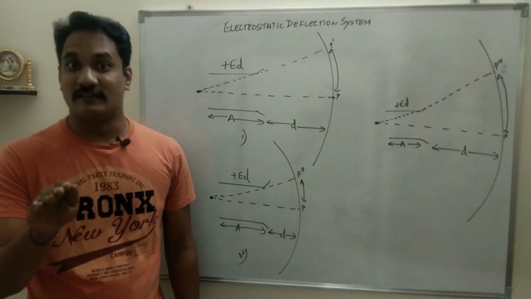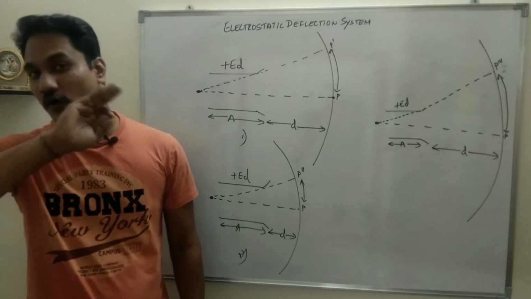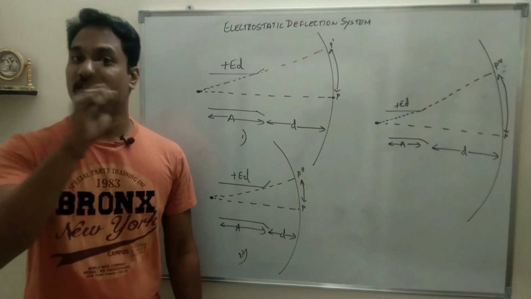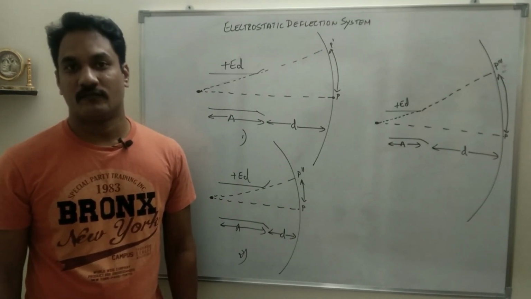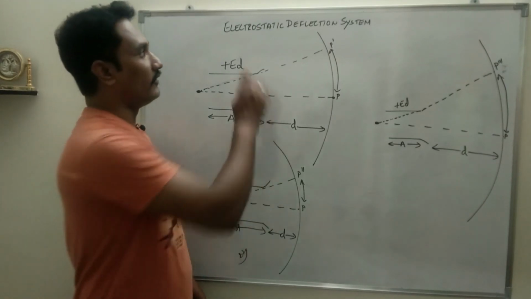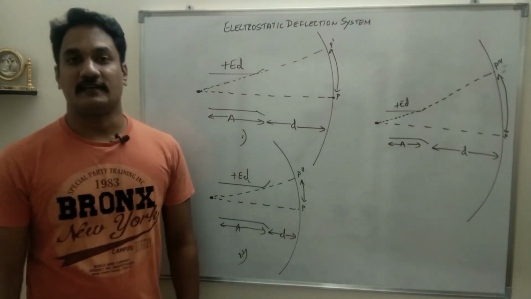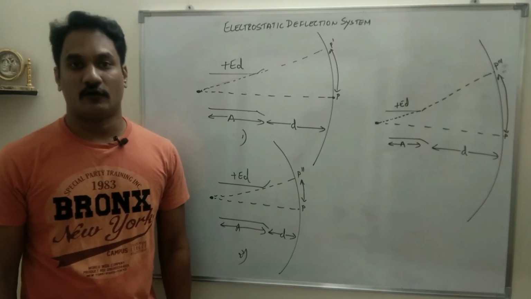So that means the deflection on the screen will always be proportional to the strength of the input signal which has to be analyzed. That is the objective of understanding the electrostatic deflection system. I hope you have understood.